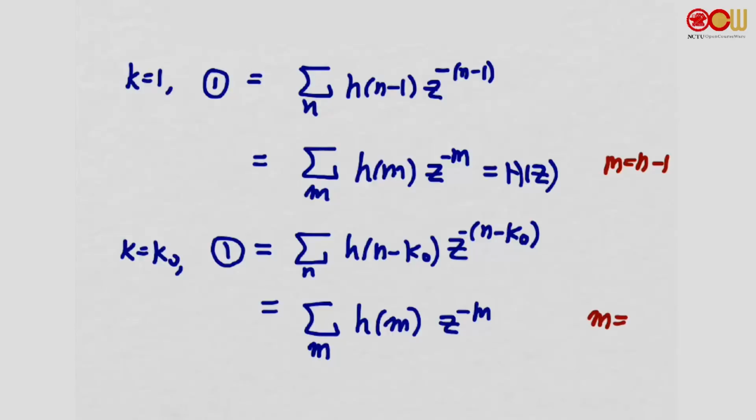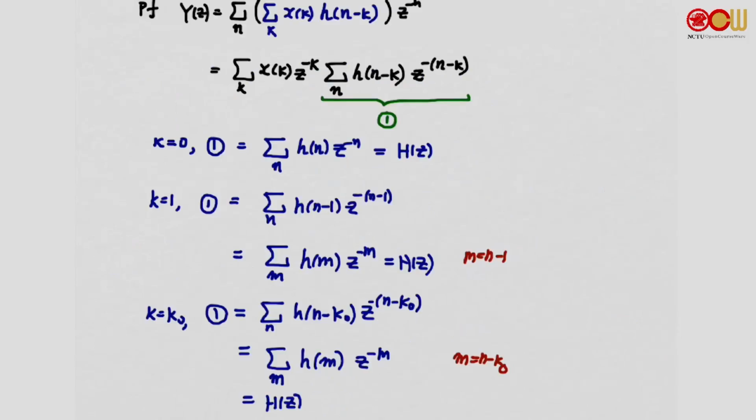M is equal to n minus k0. Again, we get H(z). So this one here is really independent of k, and it's always equal to H(z). Because it's independent of k, we can pull it out of the summation, and we see that the first term here is actually X(z). So we have Y(z) equal to the product of H(z) and X(z).